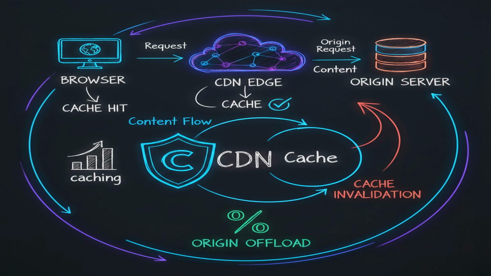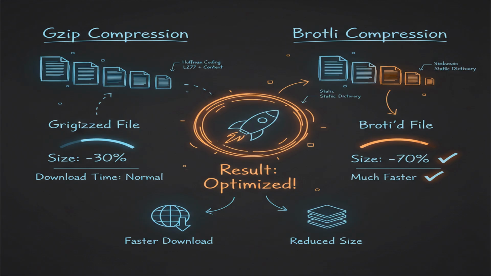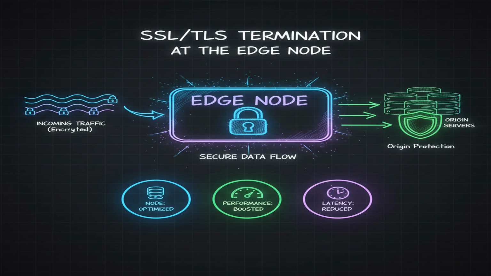Content is cached at multiple layers, including browser, CDN edge nodes, and origin servers. Cache control headers dictate how long content remains cached. Compression techniques are essential for reducing content size. Brotli compression offers superior compression ratios compared to gzip, decreasing file sizes by an additional 20%.